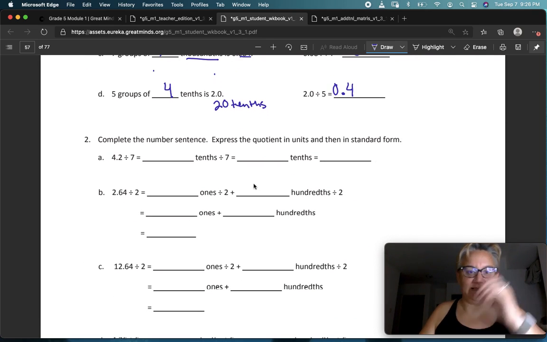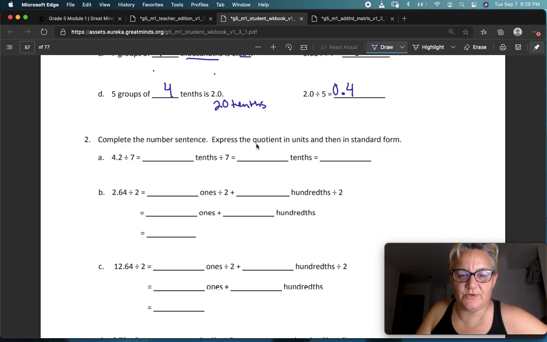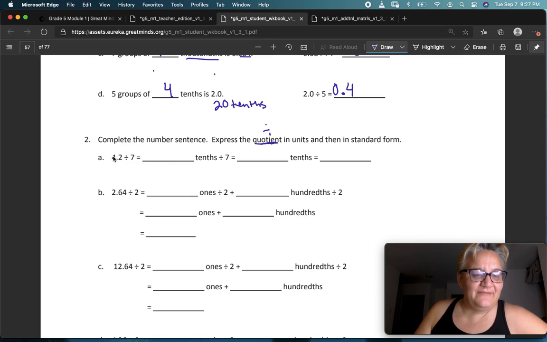Complete the number sentence. Express the quotient. Quotient is an answer that you get when you divide. Quotient is a division answer in units and then in standard form. By units, they just mean unit form. Okay, so what do we have here?